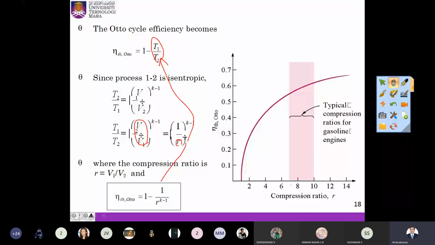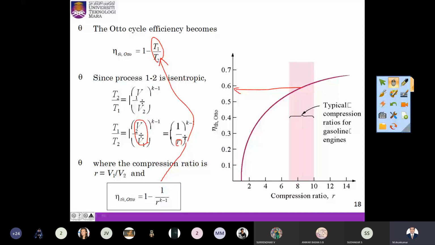If that will be the range, we can get the efficiency approximately 60%. So in our normal automobile, we will use this compression ratio to get this efficiency. There will be up to 60%. You know very well, there is no 100% efficiency available according to the second law of thermodynamics. So we are using the compression ratio from the range of 6.5 to 10 to achieve the 60 to 70% of efficiency in our automobiles.